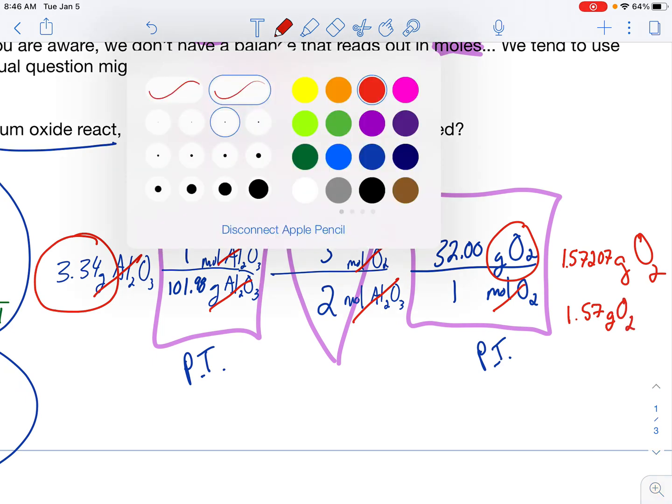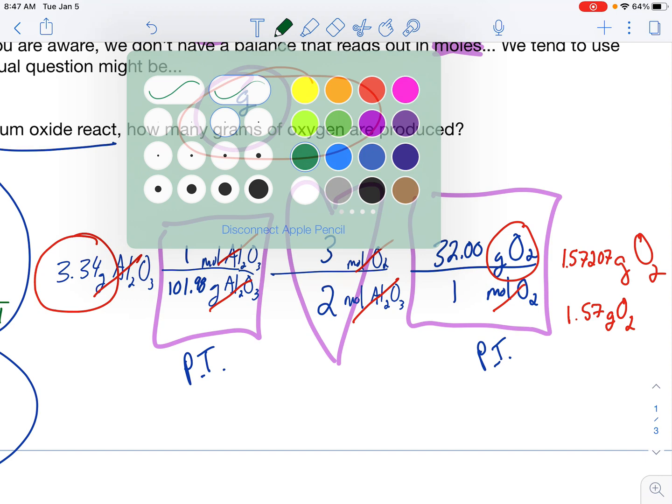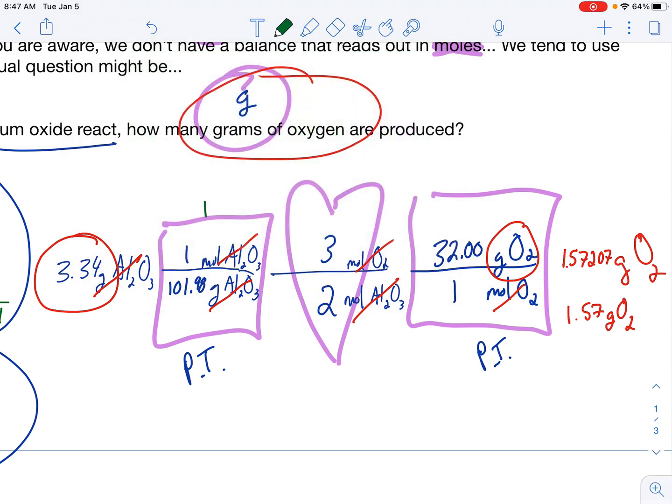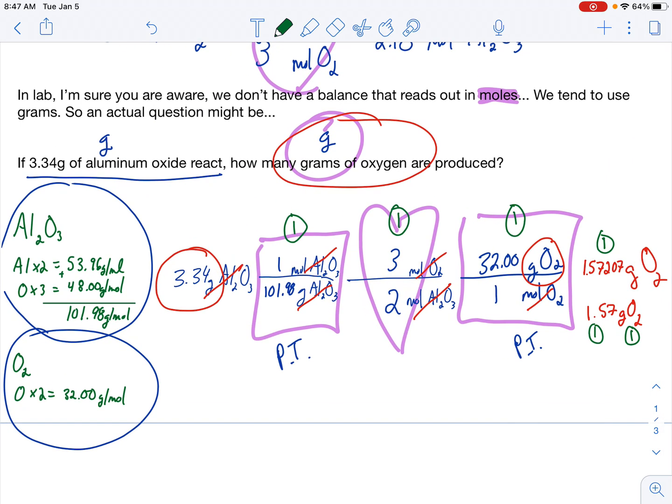In terms of point values, because I know you guys love to figure out how I'm going to grade this, you're going to get a point for your first conversion from grams to moles, a point for the stoichiometry, which is a mole to mole conversion, a point for your mole to gram conversion, a point for your answer, a point for sig figs, a point for your unit. You're also going to get a point for adding up the molar mass of aluminum oxide and a point for adding up the molar mass of oxygen. This one right here always gets kids. They don't want to do it. They say, oh, I just double it. You have to show your work.